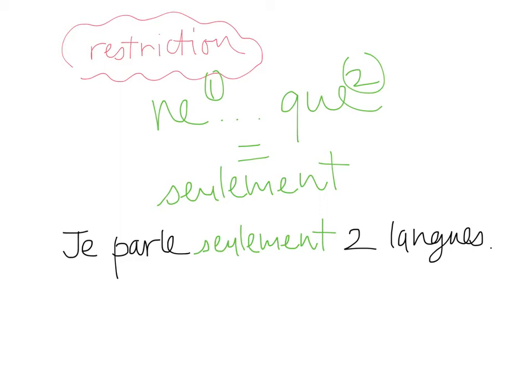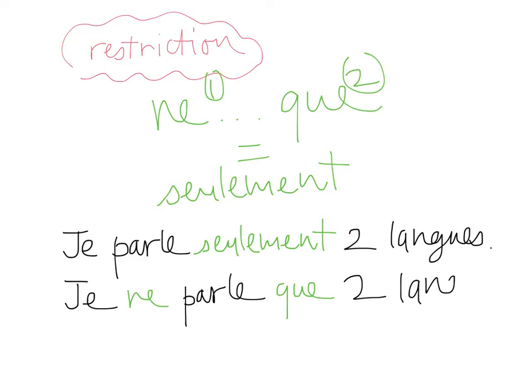There is another way to say this in French. We can use ne que. So what's going to happen here? Very simple. We are going to use ne que the same way we use the negation in French, ne pas. So it will go at the same place. Je, ne before the verb, parle, que after the verb, deux langues. Je ne parle que deux langues.